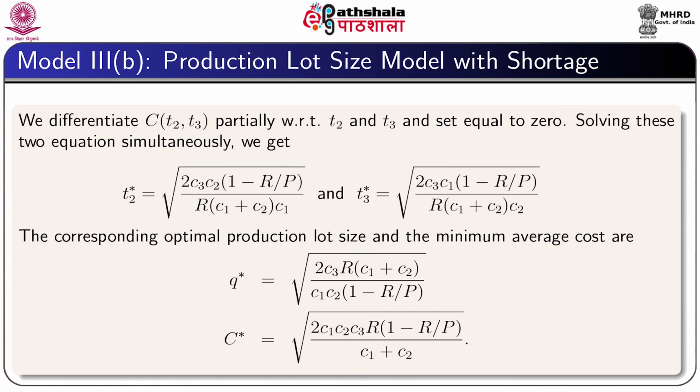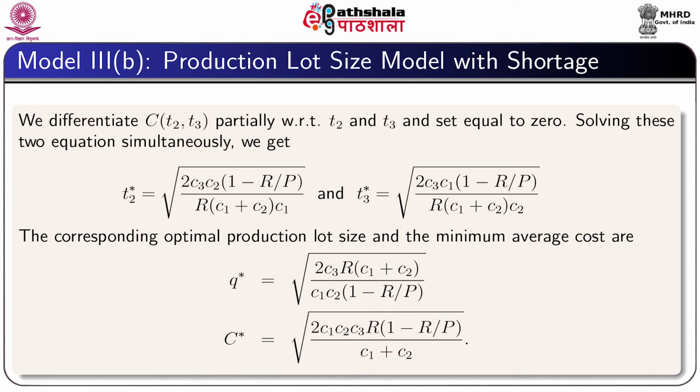Now, in order to find the optimal decision variables, we differentiate C(T2, T3) partially with respect to T2 and T3 and set equal to 0. And then solving these two equations simultaneously, we get T2 star, the optimal value of T2, as root over [2 C3 C2 into (1 minus R by P)] divided by [R into (C1 plus C2) whole into C1]. And T3 star, the optimal value of T3, is equal to root over [2 C3 C1 into (1 minus R by P)] divided by [R into (C1 plus C2) whole into C2].